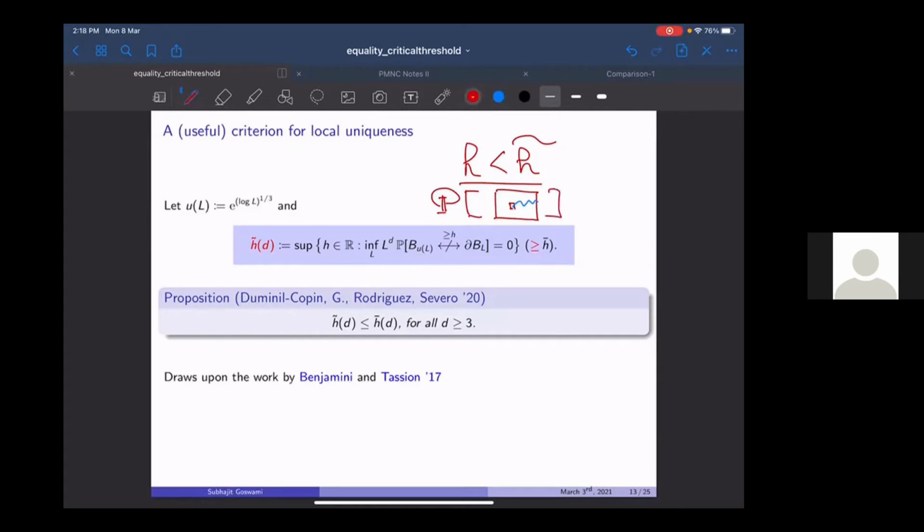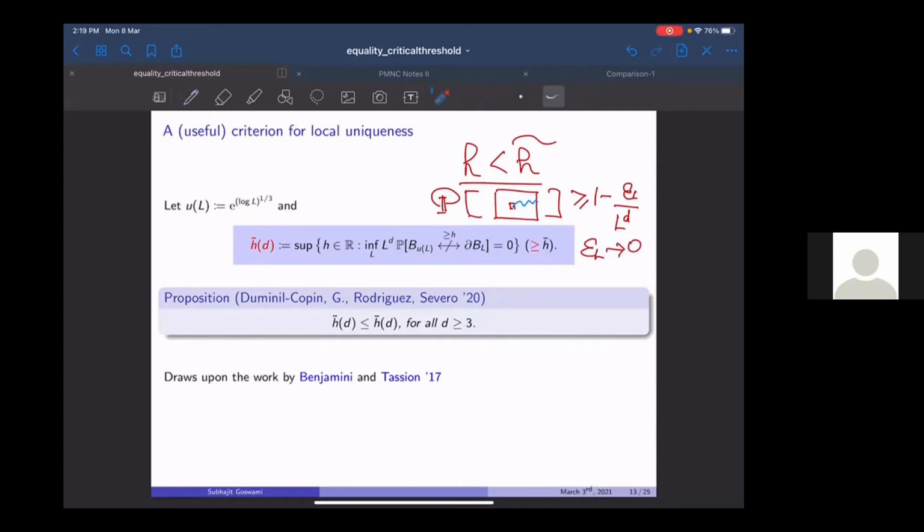So this connection probability is bigger than or equal to 1 minus epsilon_L over L to the D. Something like epsilon_L, where you can choose epsilon_L to go to 0 along some subsequence. Now, what's the usefulness of that?